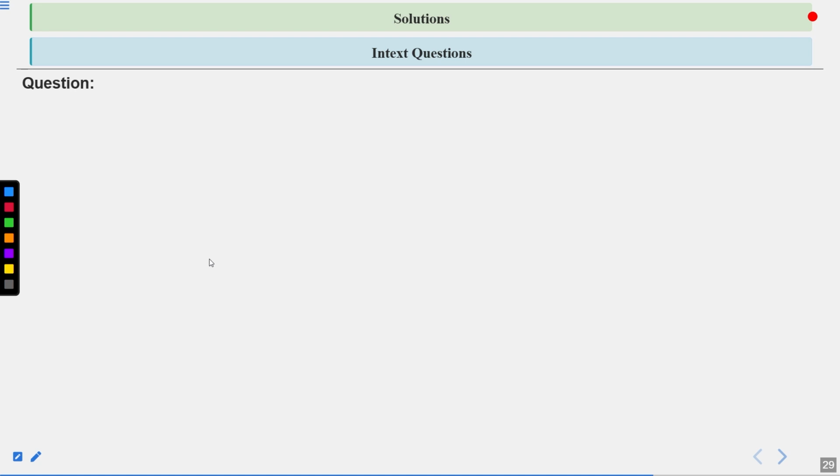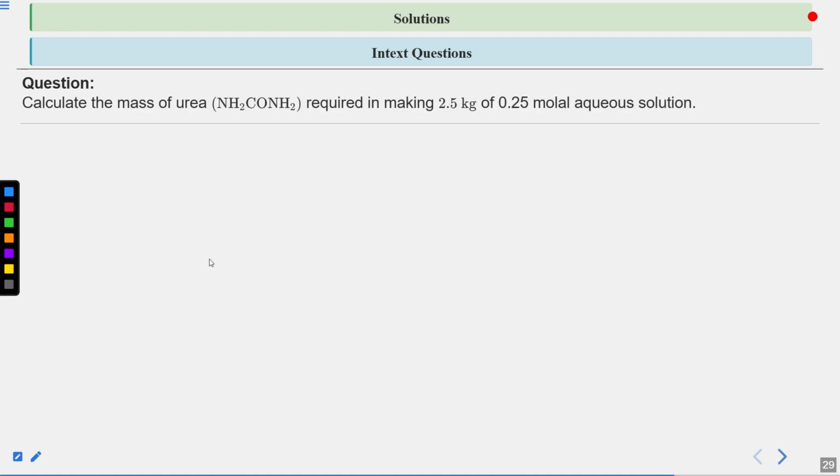Then our next question. We have to calculate the mass of urea, whose formula is NH2CONH2, required in making 2.5 kg of 0.25 molar aqueous solution. How will we solve it? We have to take 2.5 kg of this 0.25 molar aqueous solution. What is the mass that is present in that?